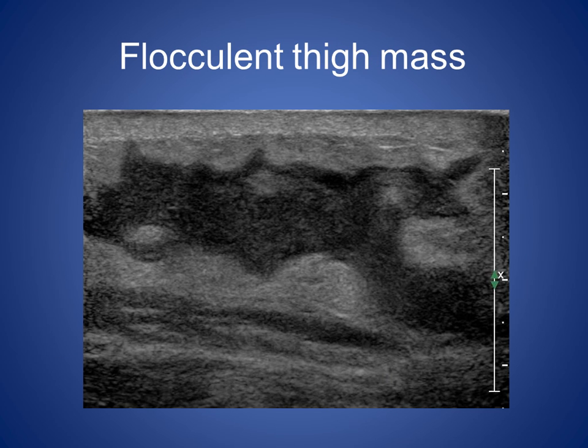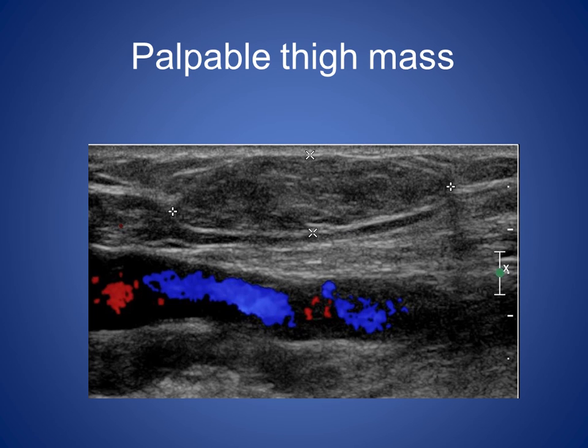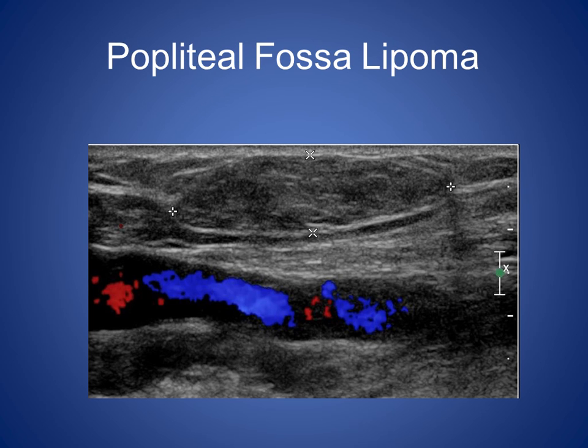Here's a flocculent thigh mass, skin red and indurated: subcutaneous abscess. Again, a palpable thigh mass, hypoechoic, kind of isoechoic with the surrounding fat, mobile, soft, with little or no internal vascularity. This is the typical appearance of a lipoma.